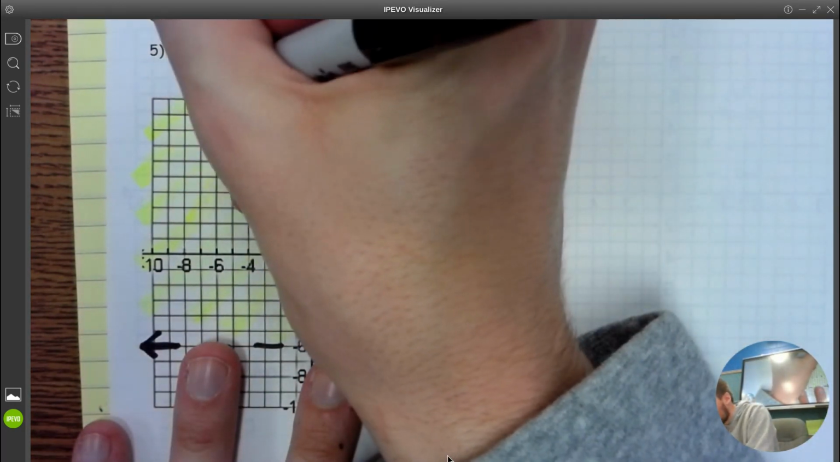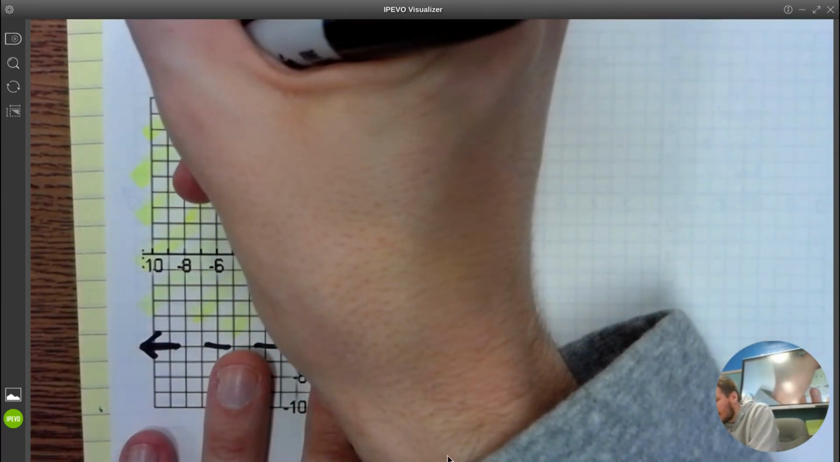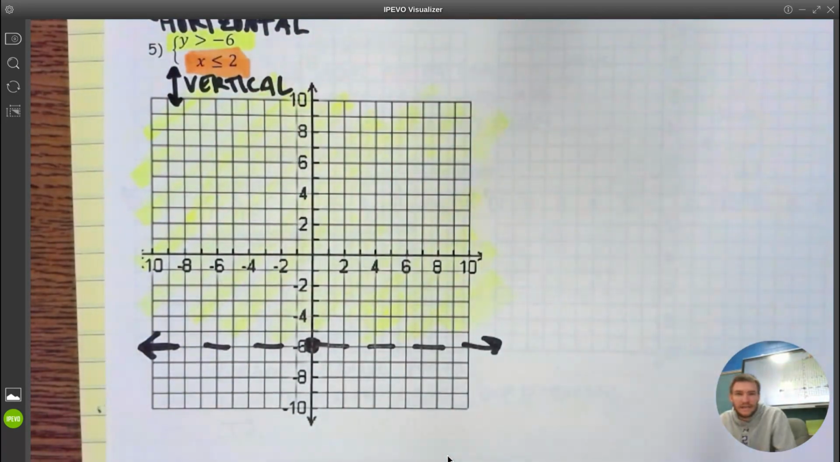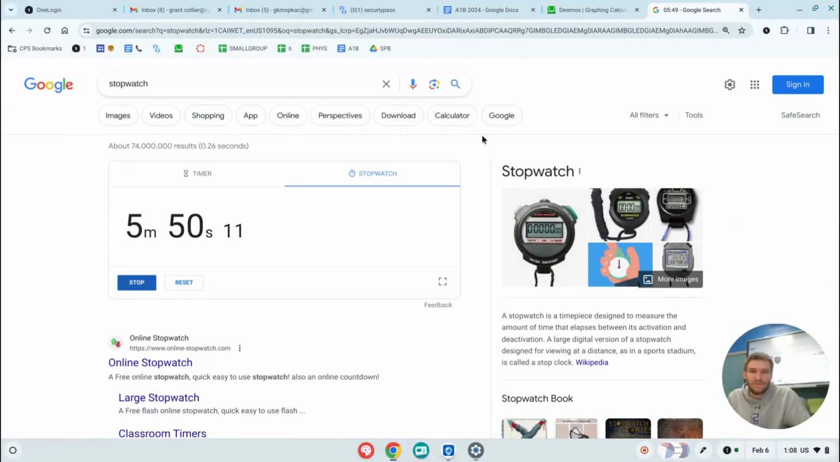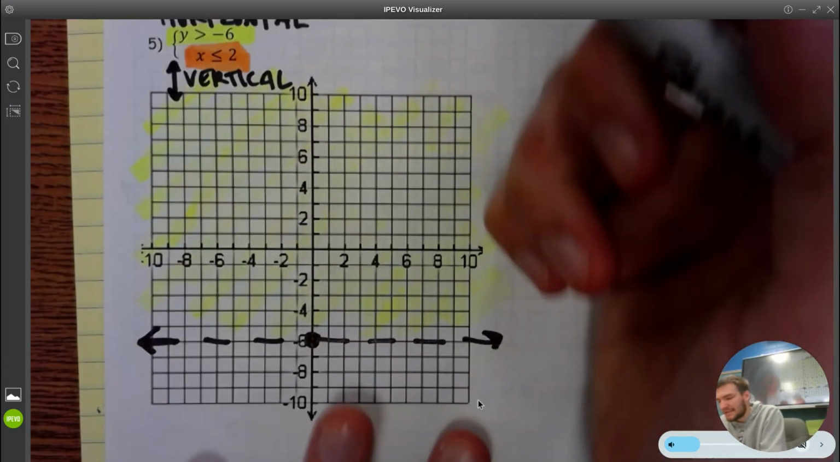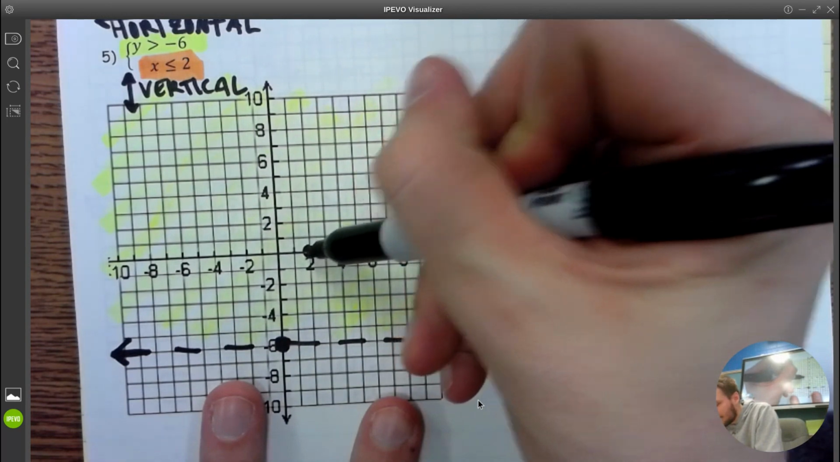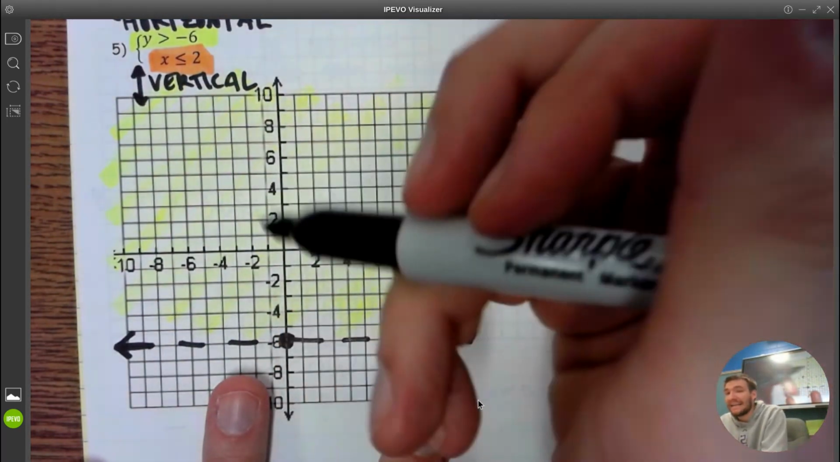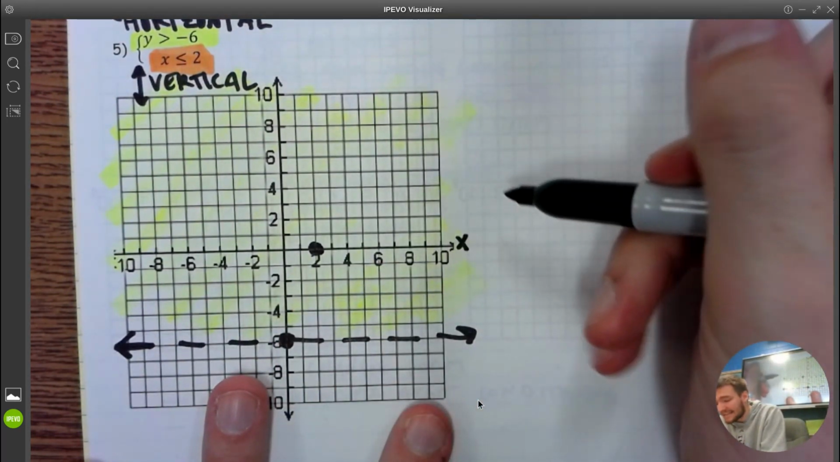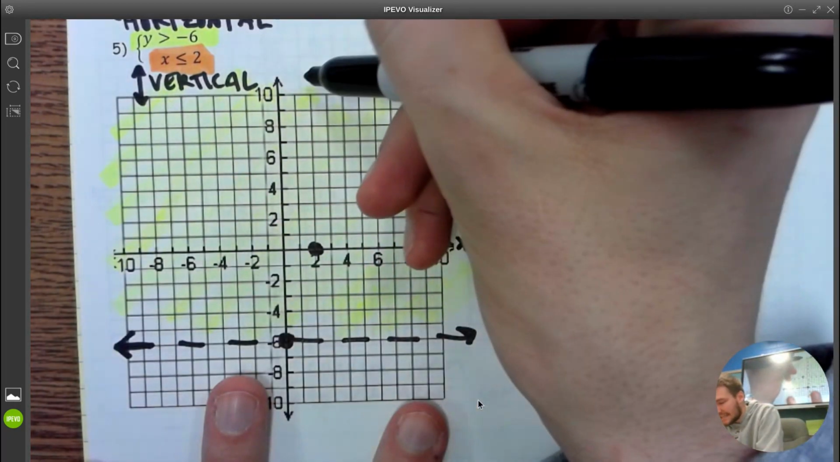This is going to be vertical. And then we're going to have a vertical line. Our vertical line is going to be going up and down. And since our vertical line is going up and down, I'm going to start it at 2. Remember, I need to start it on the x-axis because this is an x-only graph. And this is a solid line.